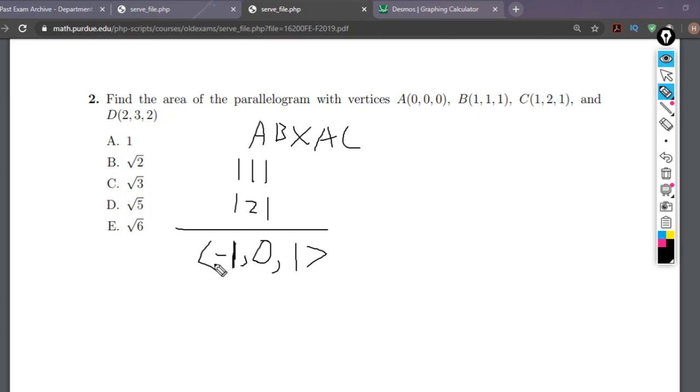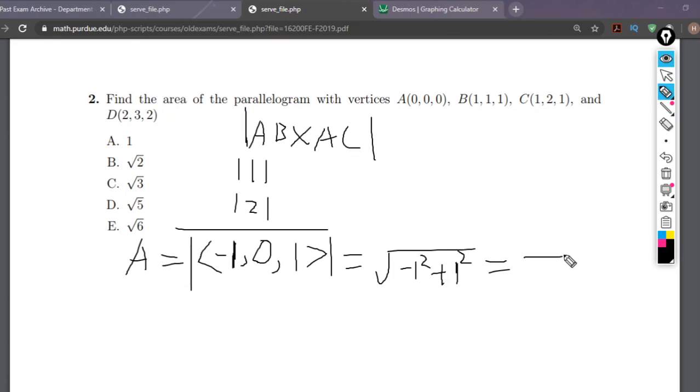When you do the cross product, you actually have to take the magnitude of this. So the area equals the magnitude of this, which would be negative 1 squared plus 1 squared, and the square root of that, which would be root 2. And that would be answer B.